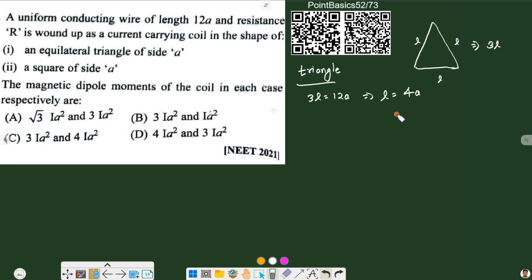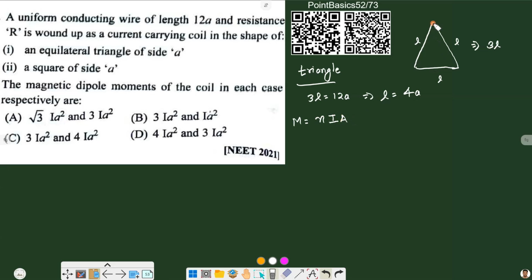Now we have to find the magnetic dipole moment. That is given by the number of turns into current into area. Here we have one turn only. We will assume that the current is I. Now we have to find the area.